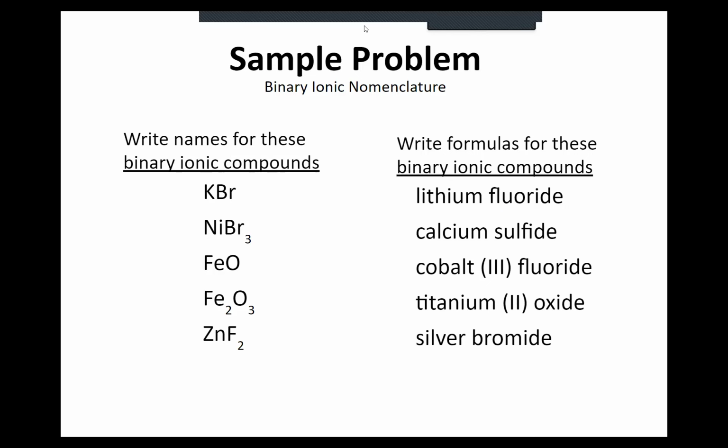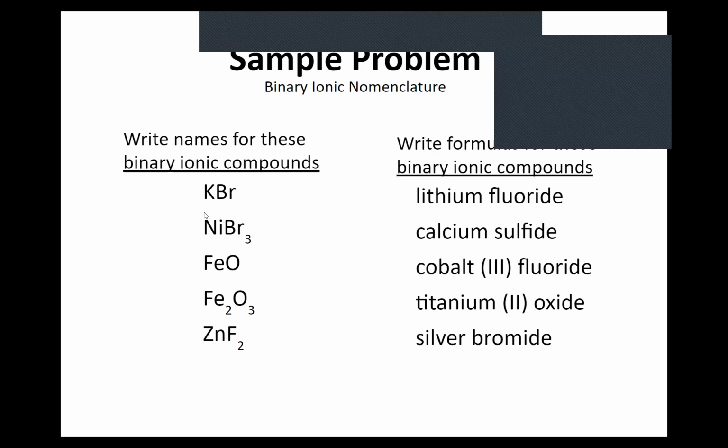So KBr, let's see. If we're thinking about KBr, on your periodic table, you're going to look for the K for potassium. And you're going to notice that it's in column 1, and it would therefore have a +1 charge. Br is bromine, and it has a -1 charge. It's in column 17. So putting that together, 1 atom of potassium with 1 atom of bromine, you would just call this compound potassium bromide. We changed the ending to "ide."